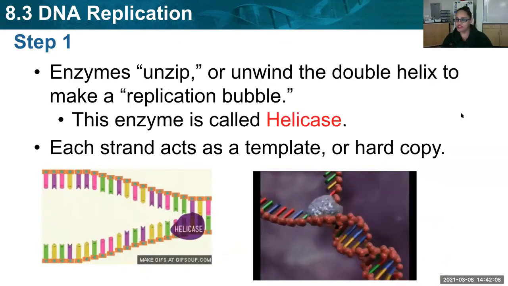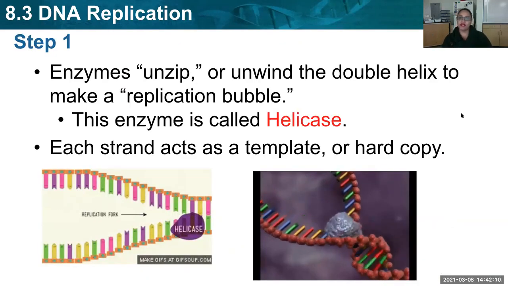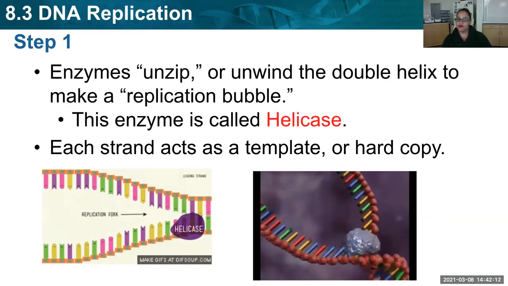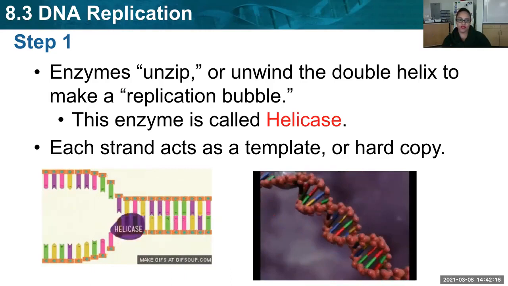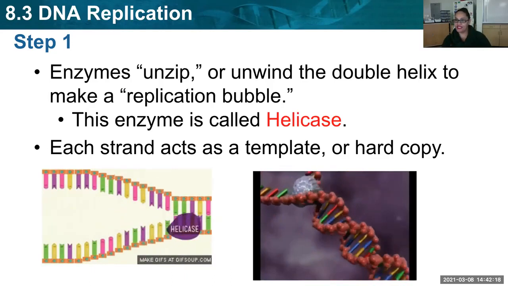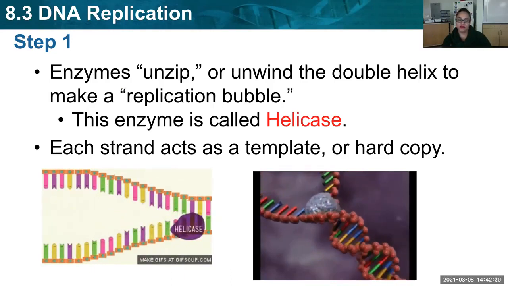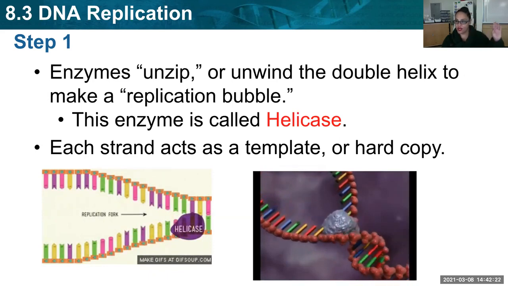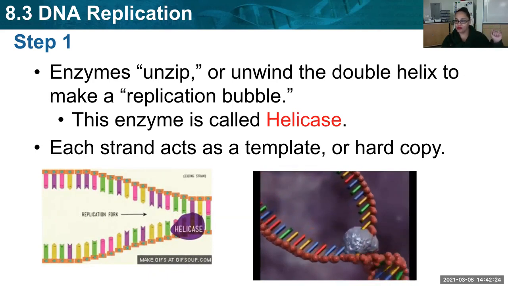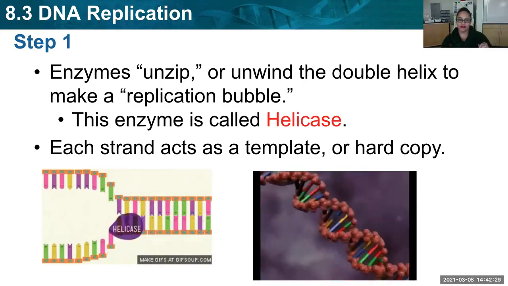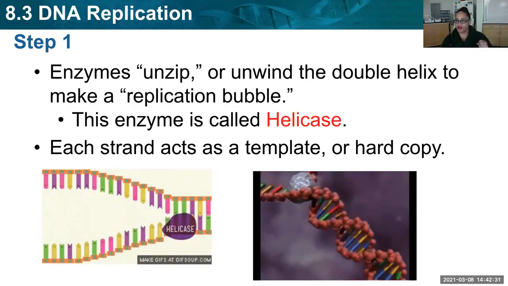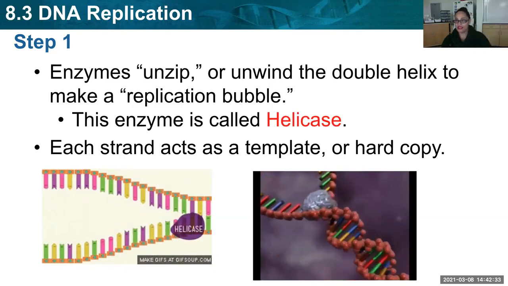So step 1, there's 3 steps. First step, enzymes unzip or unwind the double helix to make a replication bubble. The enzyme that does this is called helicase. So if you remember, sugars end in OSE, like deoxyribose. Proteins, enzymes, end in ASE. We're going to talk about 3 different enzymes, and they're all going to end in ASE.